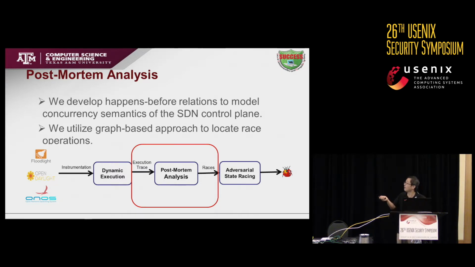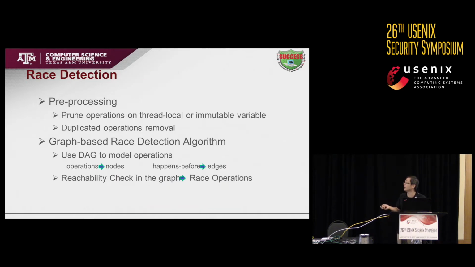By the way, the happens-before relation is a very common notion and technique used by the data race detection community. But we are using it in a different context, to model the different race conditions in this paper. Some details are in the paper. I encourage you to read our paper for technical details. I'm not going to cover the details in the talk today.